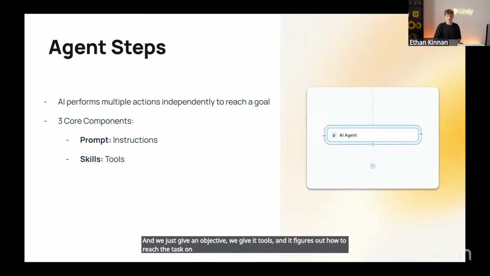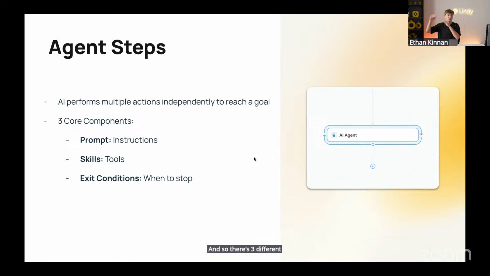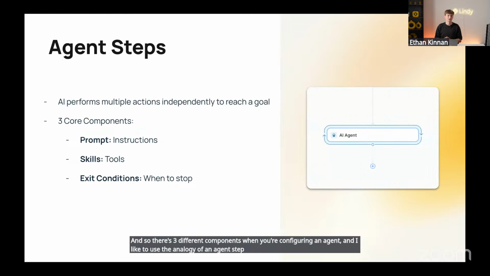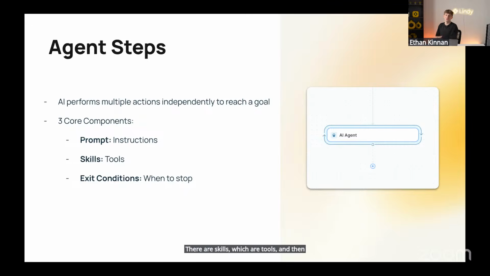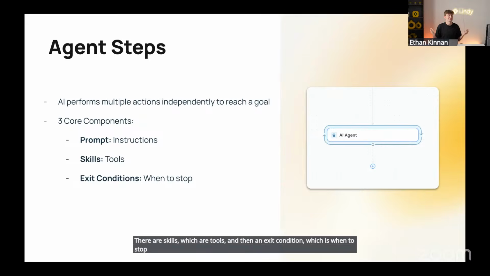There are three different components when you're configuring an agent. I like to use the analogy that an agent step is a really smart intern, and I'll show you a quick example to hopefully make it easier to internalize. There's a prompt, which is basically instructions. There are skills, which are tools, and then an exit condition, which is when to stop. So maybe I want my smart intern to go out and research Jan or someone else coming in. What I would do is give the agent instructions like, hey, your job is to relentlessly research the person.